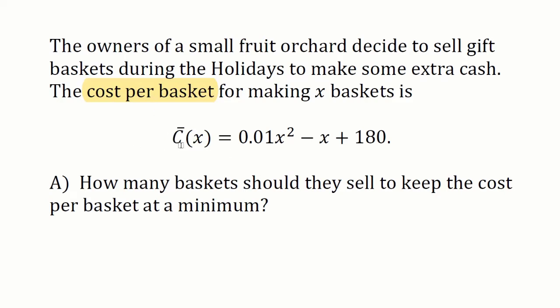But in the end, anyone viewing the video, even including the business major students, you don't need to worry about how this average cost function is obtained. In other words, we have this average cost function given. So C bar of x equals 0.01x squared minus x plus 180. And now the wording of the question, part A. Be ready that we will have another question coming out of this given information. But in question A, how many baskets should the fruit orchard sell to keep the cost per basket at a minimum?